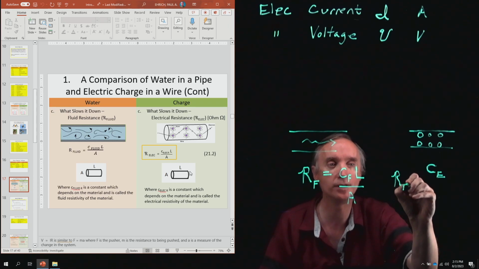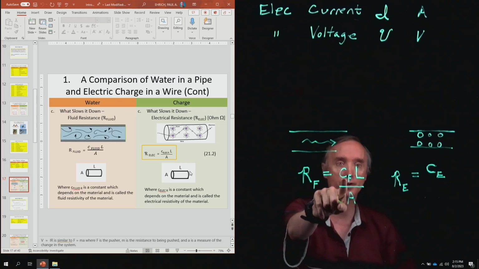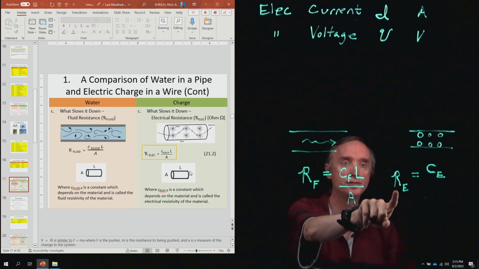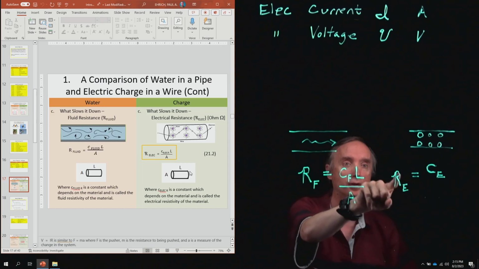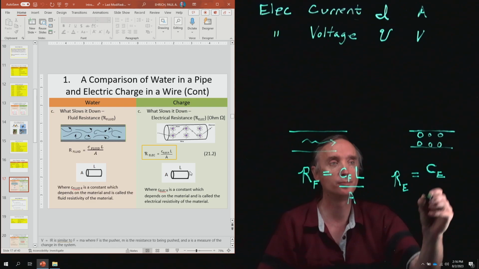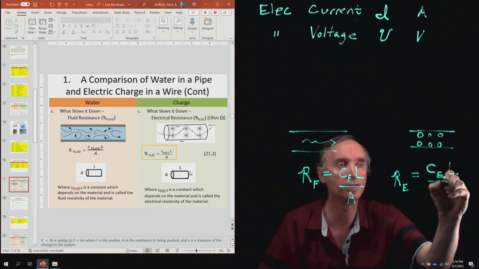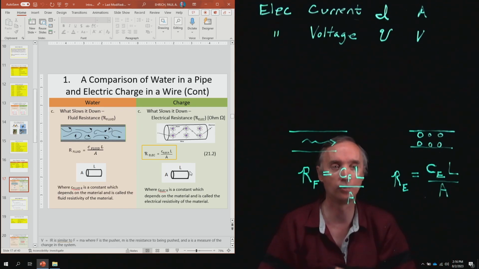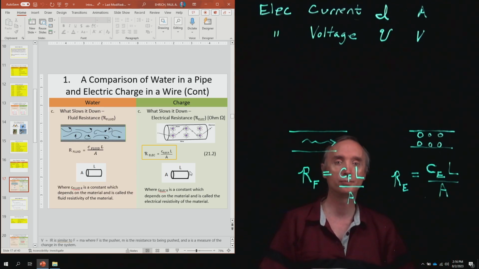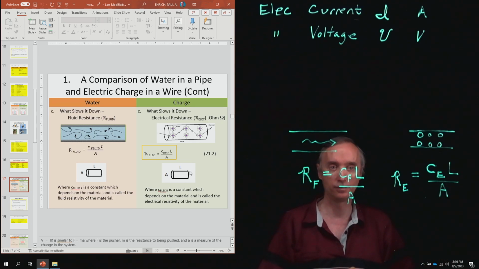This would be electrical resistivity, just like it was over here. So electrical resistance, electrical resistivity. It would depend on the length of the wire, and it would depend on the area of the wire. So we could actually compute the resistance of a wire if we know what it's made of, and if we know how long the wire is, and if we know the area of the wire.